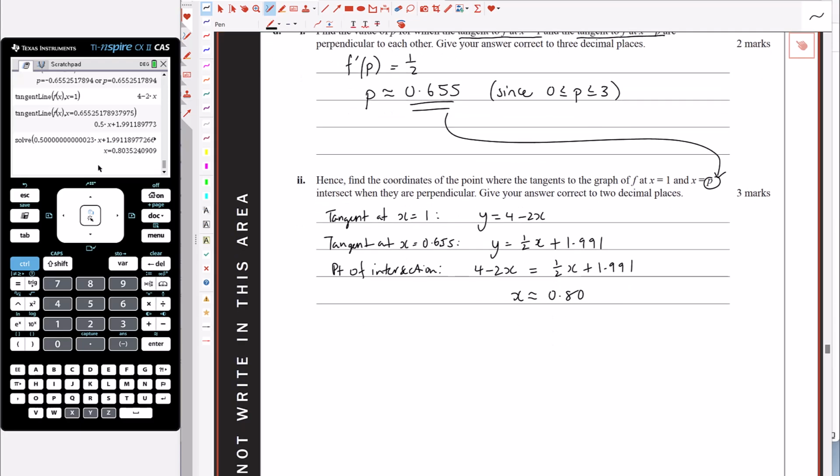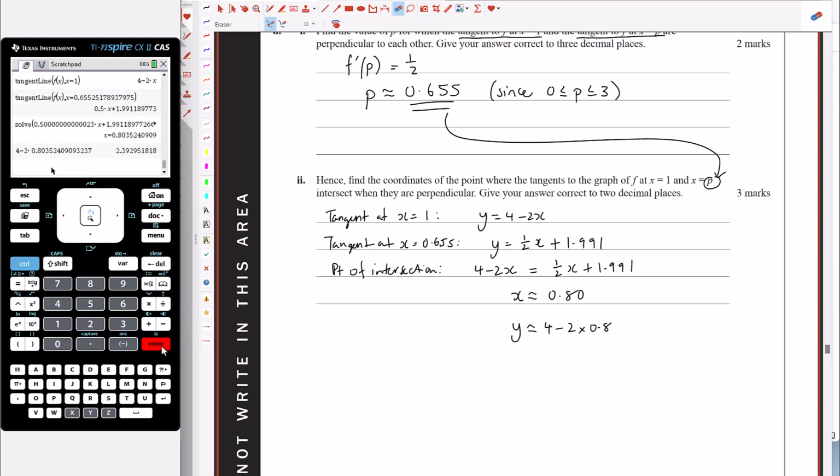And obviously we want to substitute that back in. So y is going to be 4 minus 2 times 0.8. So I'm subbing that back into this nicer tangent up the top here. So we're going to have 4 minus 2 times that number there. Let's get rid of the x equals. And so y is approximately 2.39 to 2 decimal places. So therefore the coordinates of that point are 0.80 and 2.39.